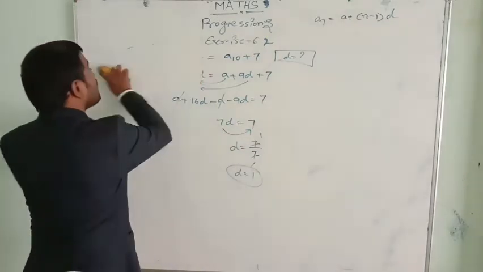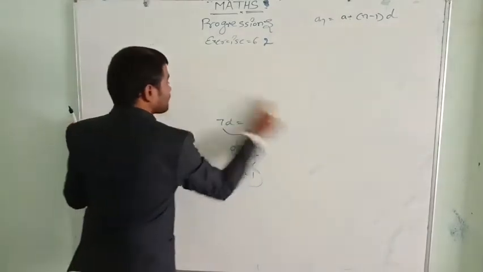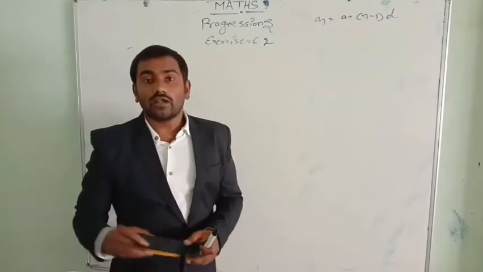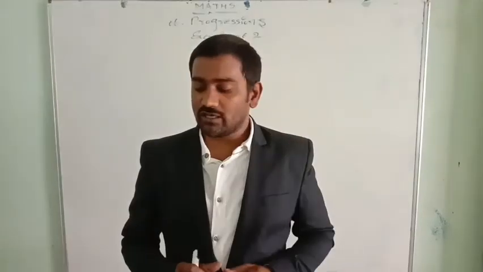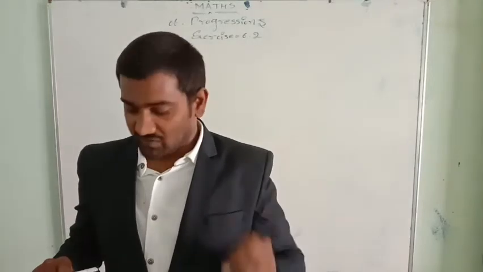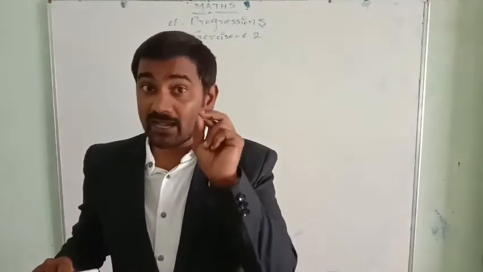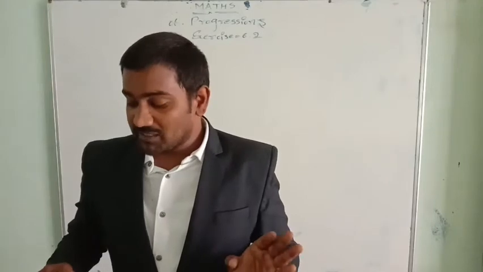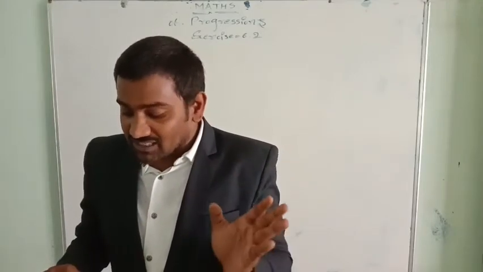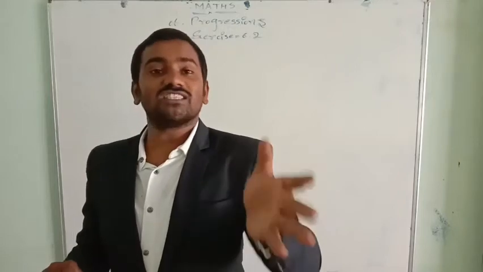Now we go for the 10th question here. Children, look at the 10th question, everybody. Okay, the 10th question now. Two APs have the same common difference. The difference between their 100th terms is 100. What is the difference between their 1000th terms?